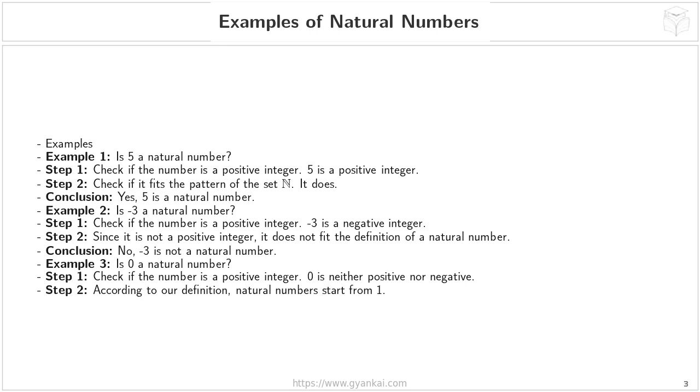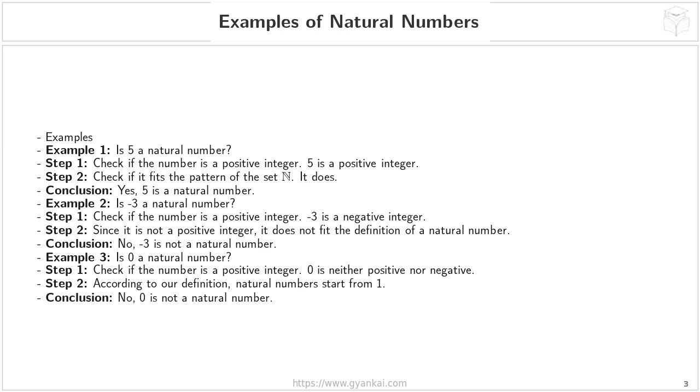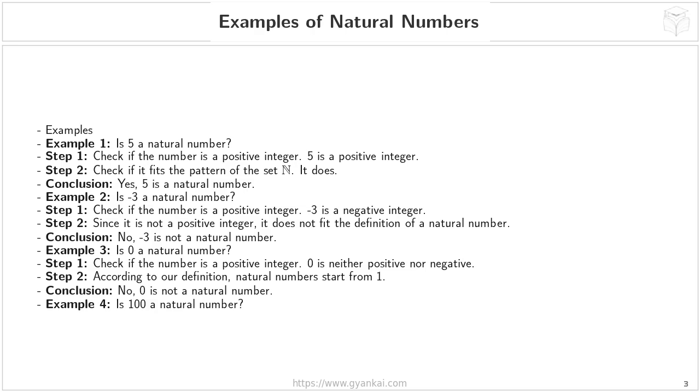And as we established on the previous slide, our definition of natural numbers specifically states they start at 1. Therefore, the conclusion is no, 0 is not a natural number. It's important to keep that distinction clear. Finally, let's look at example 4. Is 100 a natural number?